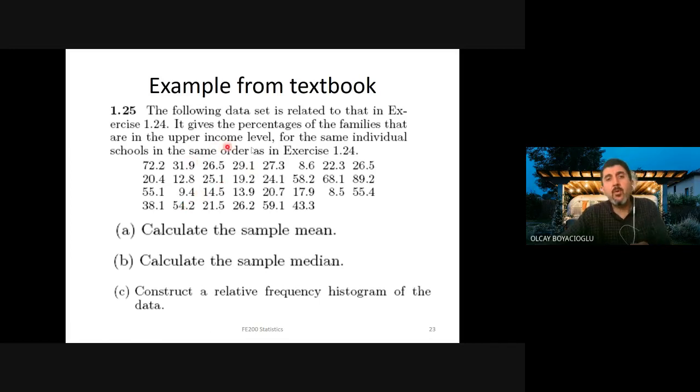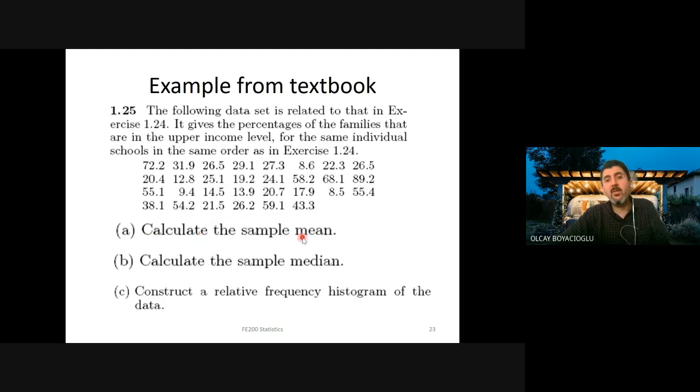Okay. These are the percentages of the families that are in the upper income level. Yani yüksek gelir grubundaki ailelerin yüzdeleri. For example, in one of the schools, of the people who live around the school, 72% are considered, well, we can call them rich in short, right? Upper income level means they are rich. However, look at this school area. Probably this is a poor side of the town, and only 8.5% of the people living in the vicinity are considered to be rich. So based on that, this is the data.